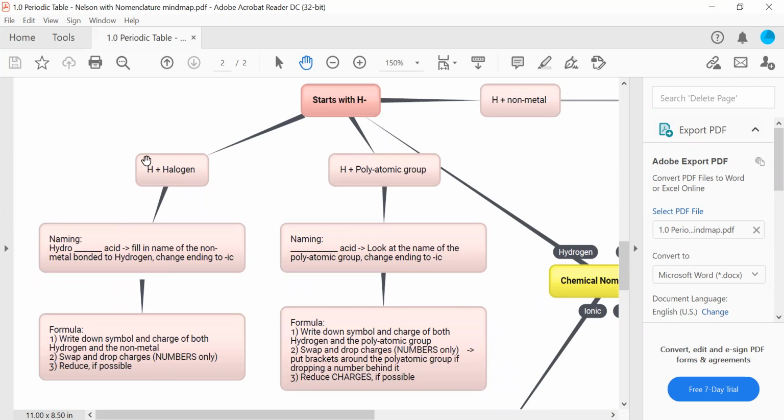Okay, the difference is if it's just hydrogen with a halogen, you start with hydrochloric acid, hydrofluoric acid. You start with the word hydro. If it's a polyatomic ion group, you don't. It's just nitric acid or sulfuric acid. So that's kind of the big difference here with the acids. So remember, that's on the back of your periodic table.